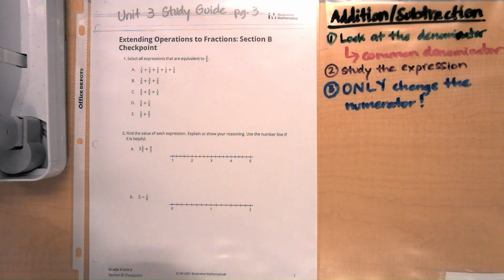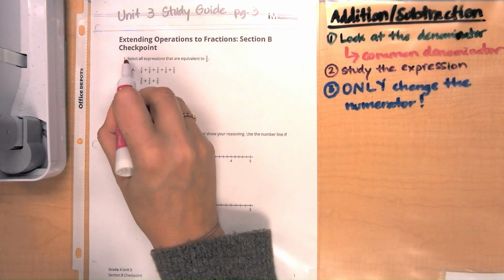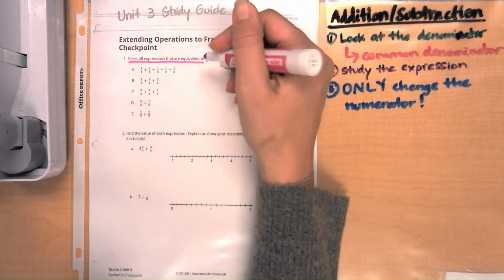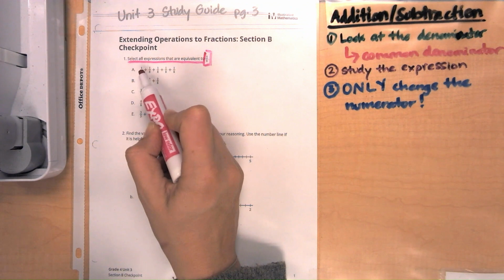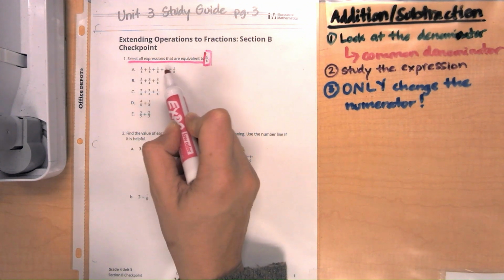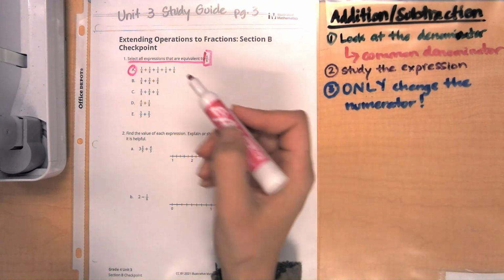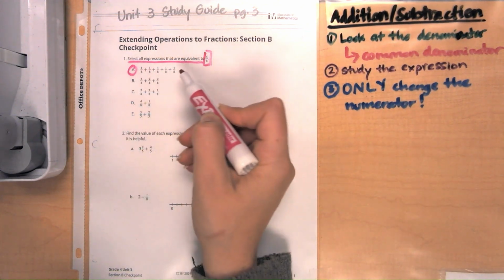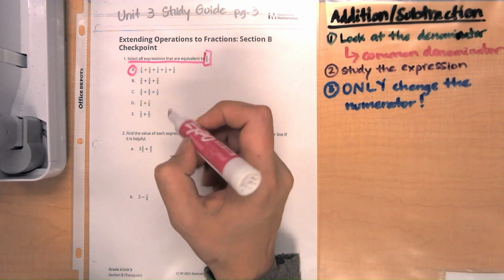So let's go into this addition here. It says here, select all expressions that are equivalent to 5/8. 5/8 is our target. Letter A, 1/8, 2/8, 3/8, 4/8, 5/8. That's our answer. Boom, done and done. It's just that easy. There are 5/8 here. These are all unit fractions. We're going to put them all together and we're going to get 5/8. That is the correct answer.